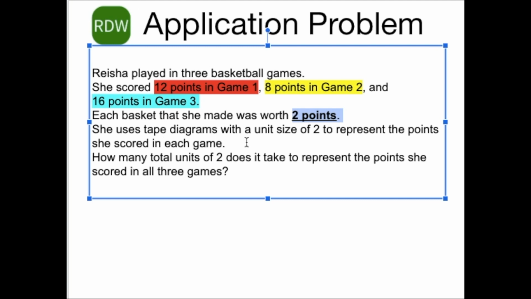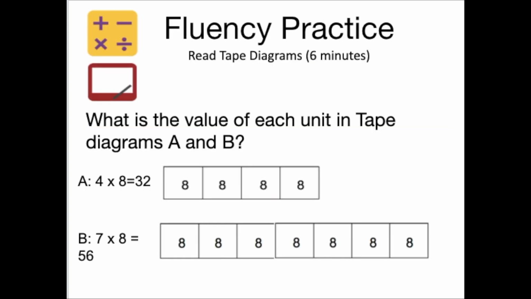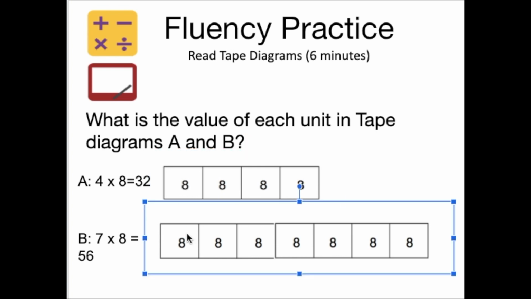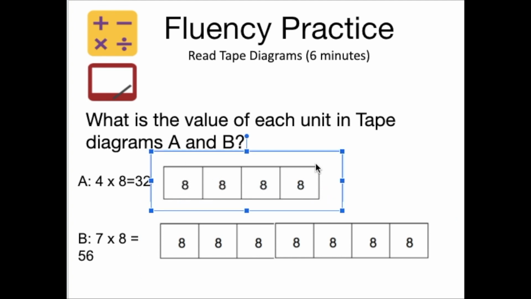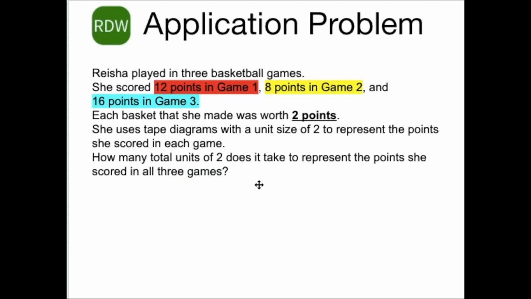She's going to use tape diagrams with a unit size of 2. So when she talks about a unit size of 2, I'm going to go back to this slide that we were checking out. These 2 tape diagrams each have a unit of 8. So although there are 4 pieces, each of these 4 pieces represents 8. That is the unit. So for this problem, each square of your tape diagram would equal 2.